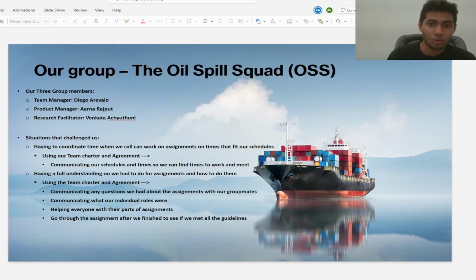So our group's name is the Oil Spill Squad, also known as the OSS, and we're composed of three members. Our team manager is Diego, and he was in charge of making sure the team was organized, making sure that everyone knew what they were doing, and basically leading the team on this project.